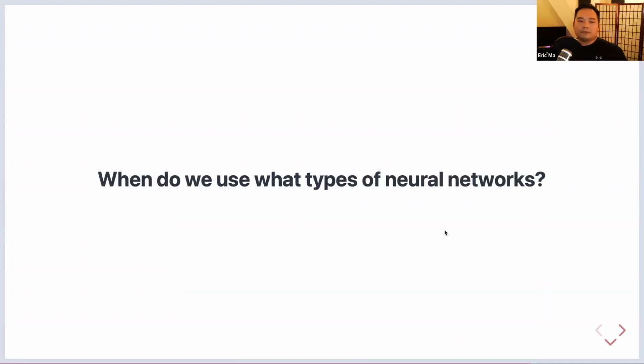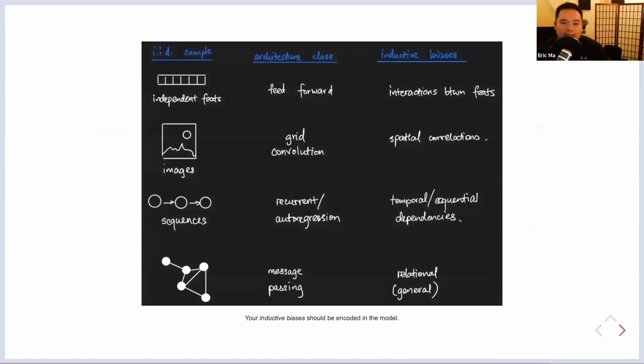So when do we use what types of neural nets? Well, basically looks like this. You have to think about the inductive biases that you're trying to encode in your model. Feed-forward neural nets encode the bias of interactions between features. Convolutional neural nets encode the inductive bias of spatial correlations. Sequential models, which are recurrent and autoregressive models, encode the inductive bias of temporal or sequential dependencies, and graph neural nets encode the bias of relational data, all right? Wherever you have relational information, graph neural nets are an appropriate model. Otherwise, not really.